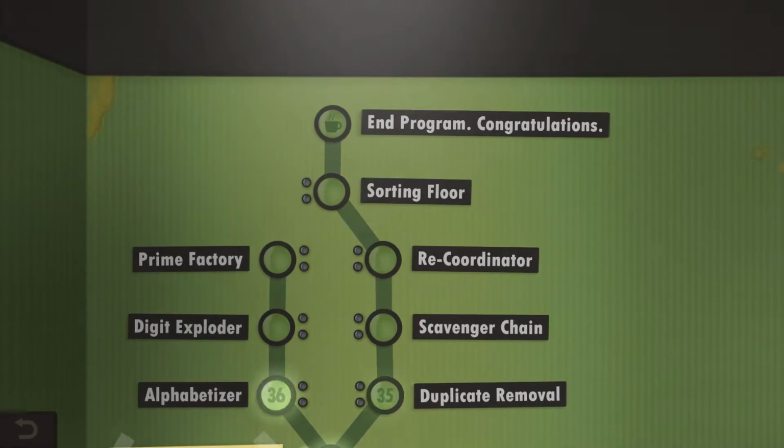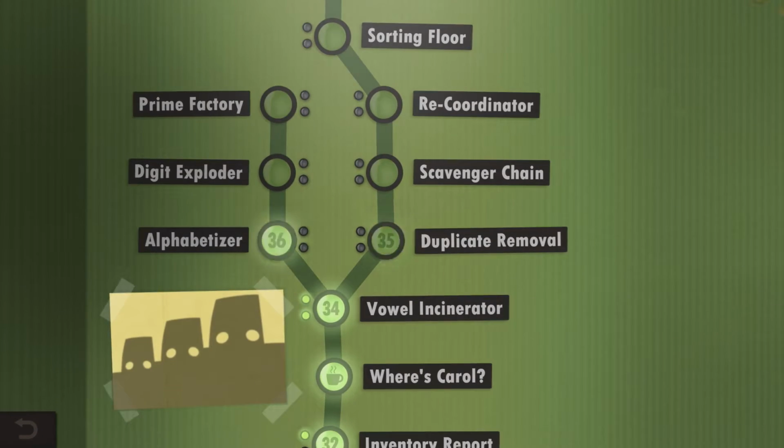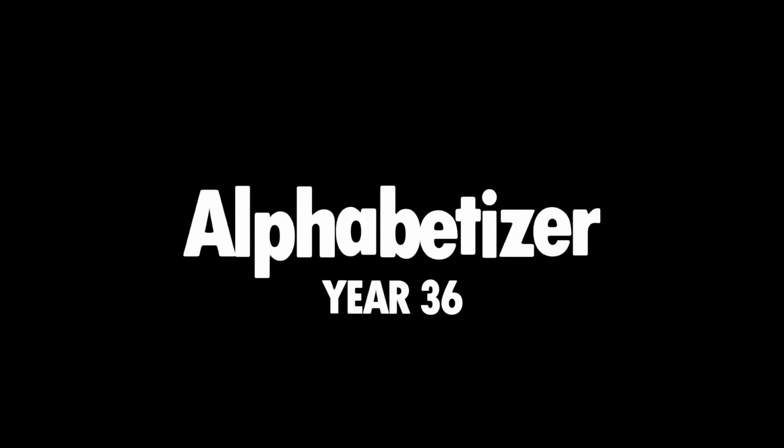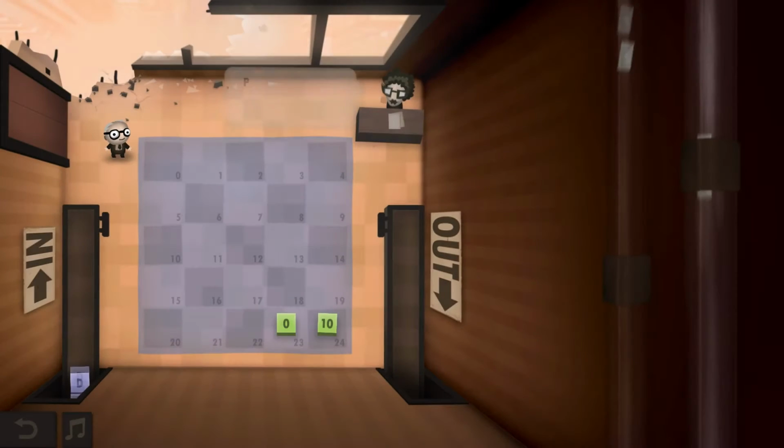We are actually going to go up the left-hand side. I think this might be the second to last episode. The next episode we'll probably do the stuff on the right here and see the final bit of story. But we're going to do the optional bit. So, Alphabetizer.